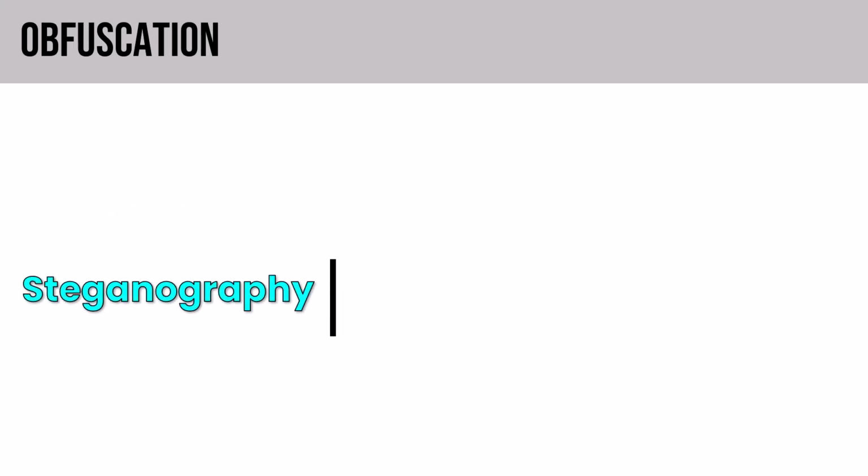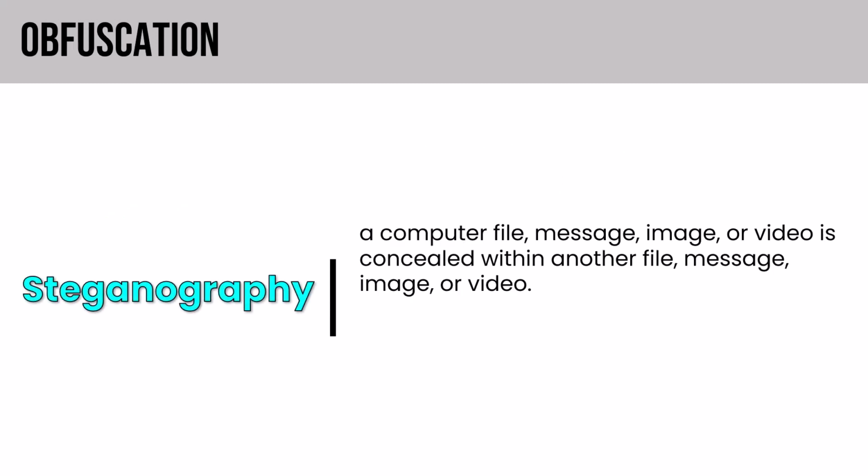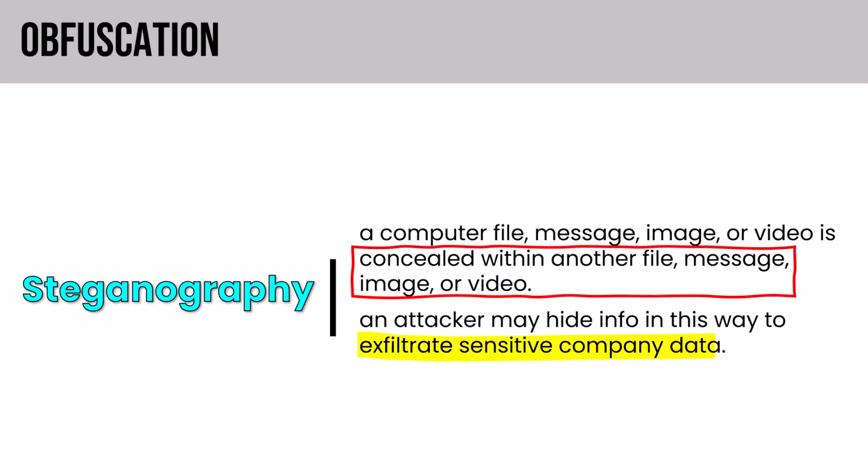So in the category of obfuscation, we have steganography, where a computer file, message, image, or video is concealed within another file, message, image, or video, and attackers may hide info in this way to exfiltrate sensitive company data. Obfuscation technologies are sometimes called privacy-enhancing technologies, but not always used for benign ends.